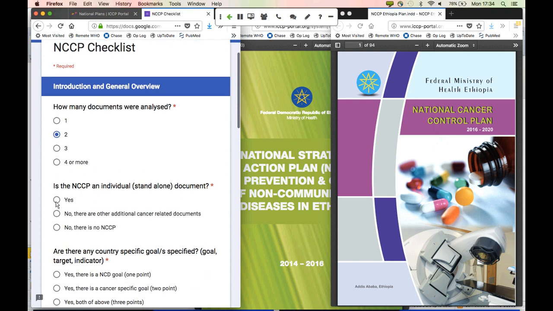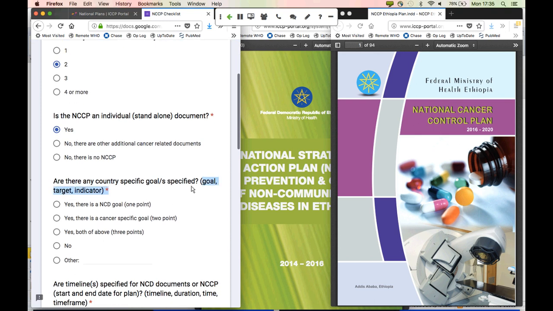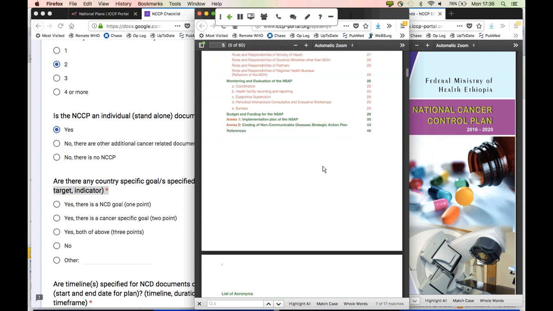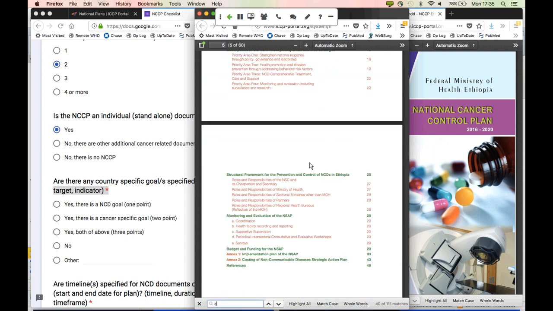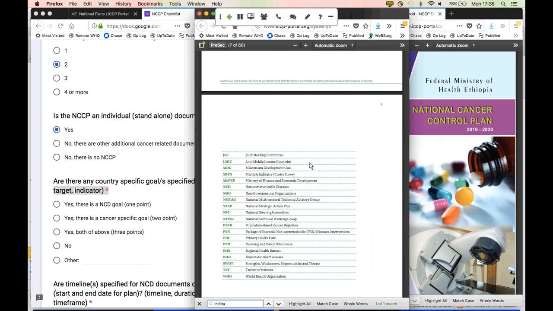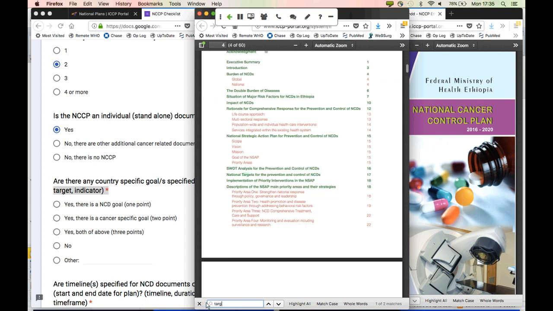How many documents were analyzed? 2. Is the NCCP a standalone? Yes. This is the National Cancer Control Plan. It's a standalone. Are there any indicators? So here I see goal, target, and indicator. Do a Control F function, hit goal, nothing found there. Target, nothing. Indicator. So then we try also here, indicator. So it shows one here. That's not an appropriate response. Nothing there.